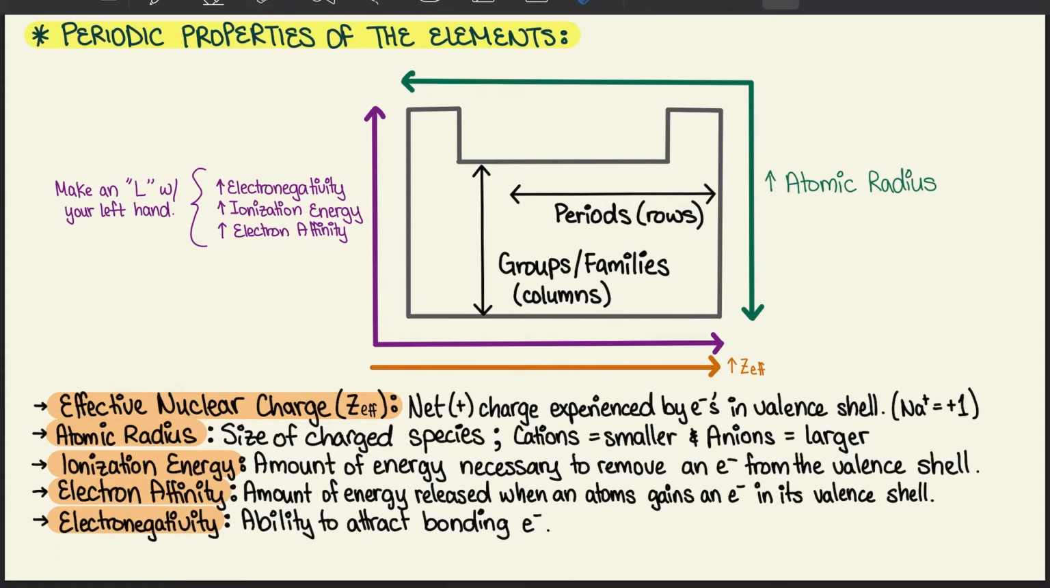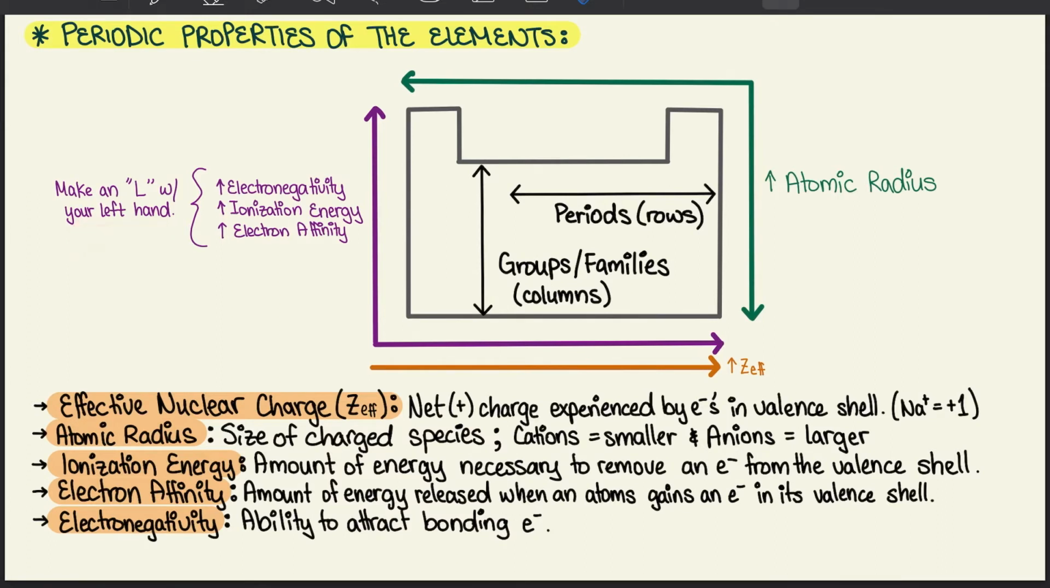For ionization energy, it's the amount of energy necessary to remove an electron from the valence shell. And that increases left to right and bottom to top. So you just have to make an L with your left hand.